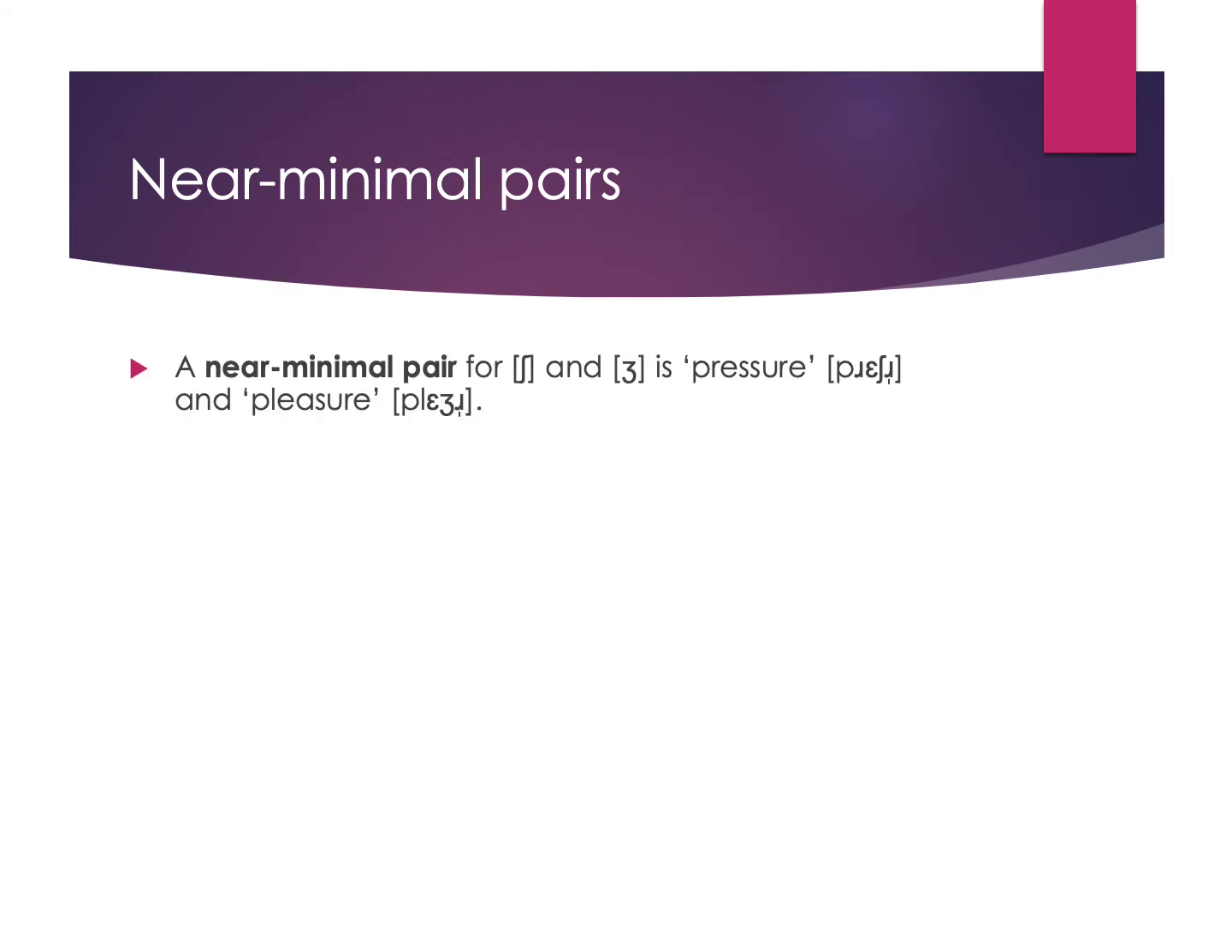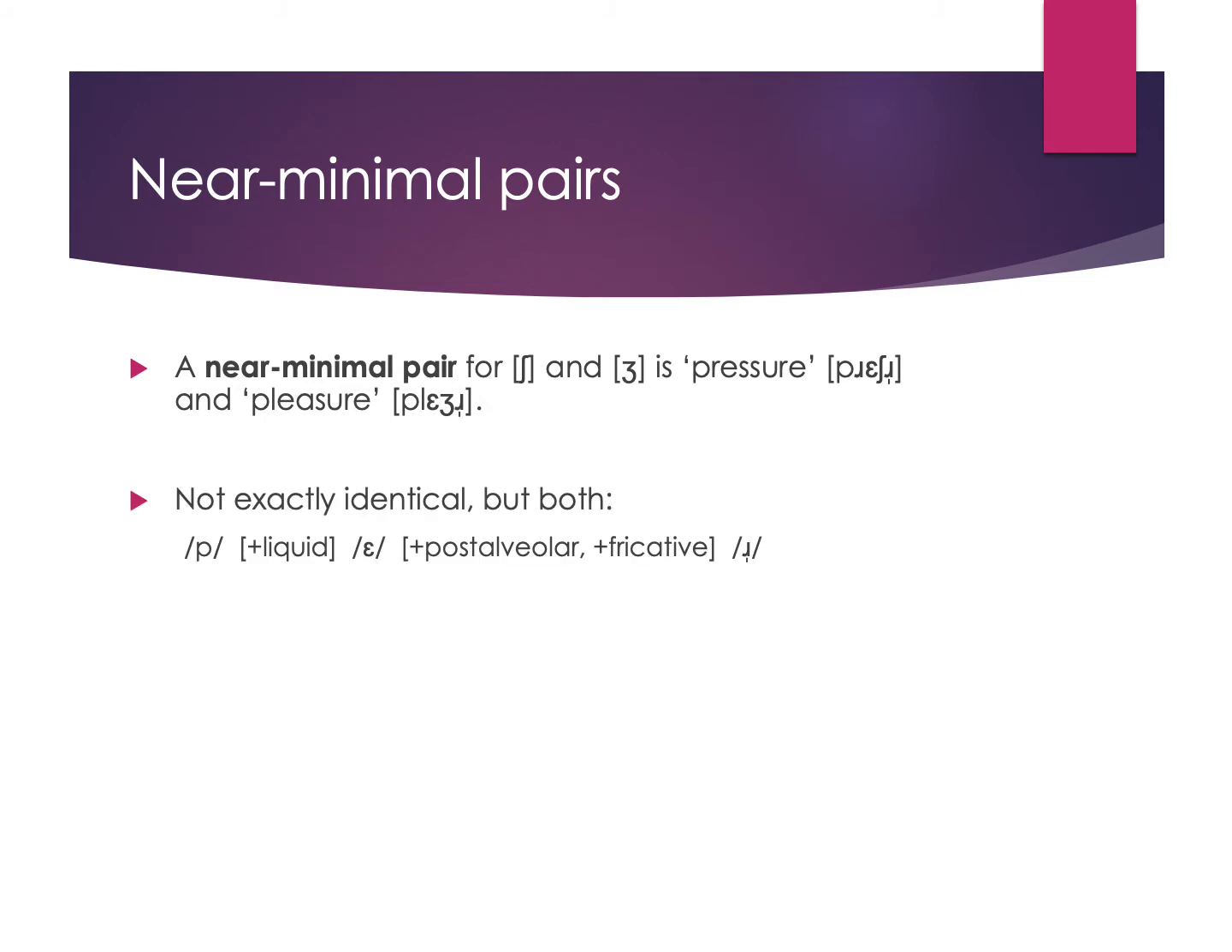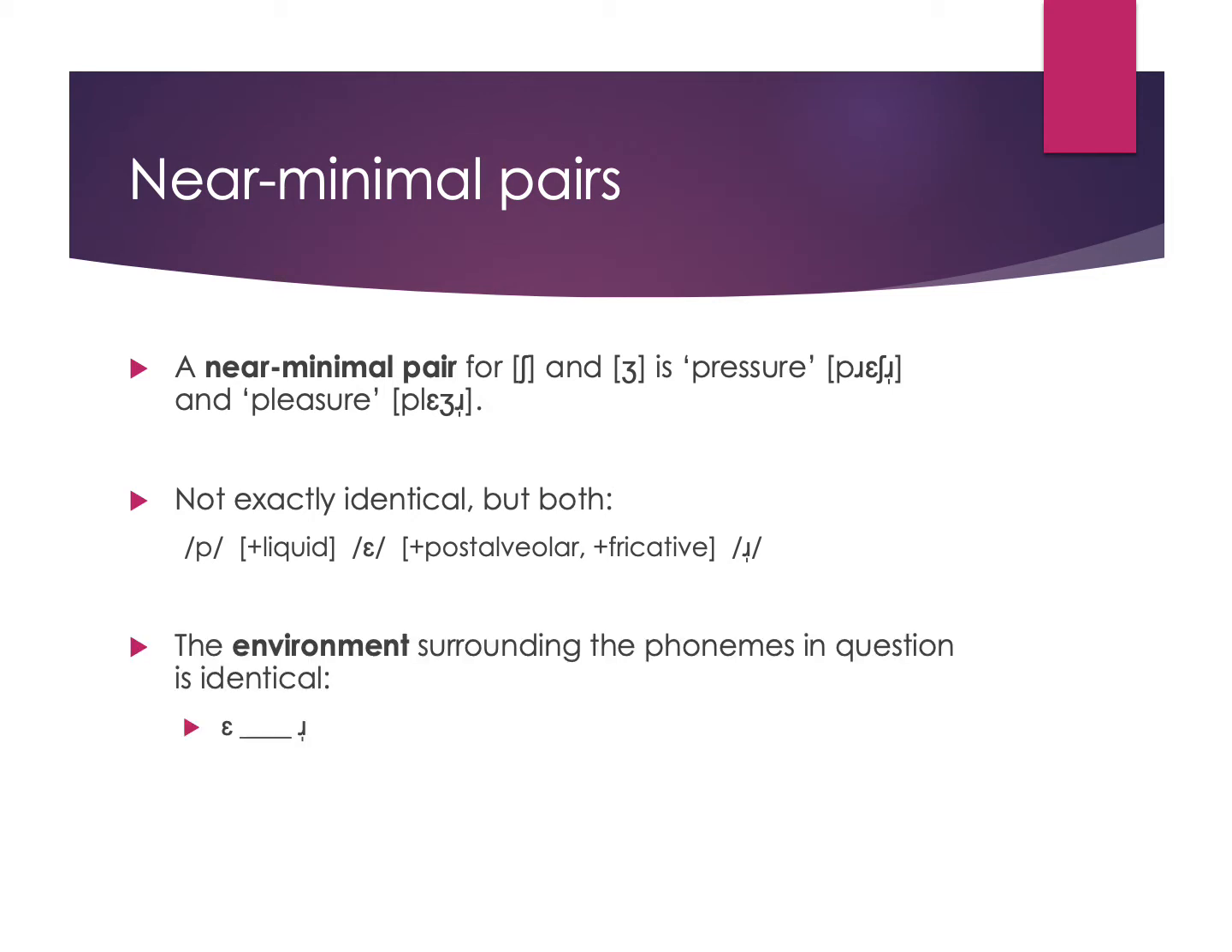So we do have a near minimal pair between sh and zh. In the words pressure and pleasure, they are not exactly identical, but the environments that we find the sounds in, the sounds that come directly before and after, are the same. So each of these words starts with a p. There's a liquid sound. There's an e. We have either our voiced or our voiceless post-alveolar fricative, and then we have that syllabic r at the end. So the environment that surrounds the phonemes we're looking at, whether it's sh or zh, is exactly the same. They're both coming right after an s sound and right before a syllabic r sound.